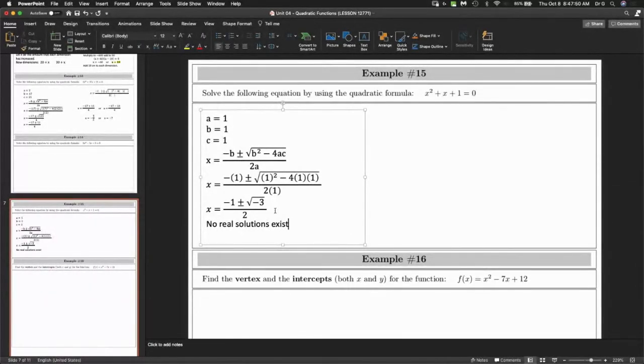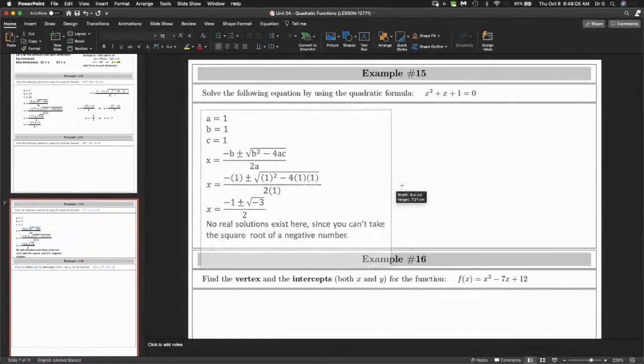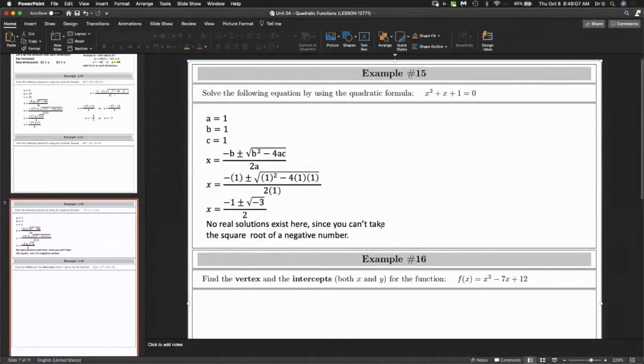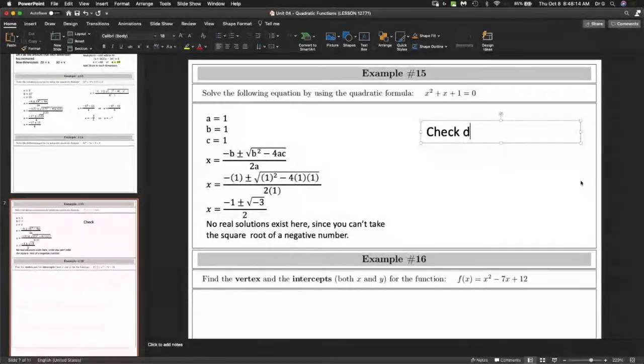And as mentioned by your classmates there, you can't take the root of a negative. No real solutions exist here, since you can't take the square root of a negative. But that's the thing there. There's no solutions, and it brings up an important point. You should check the discriminant.